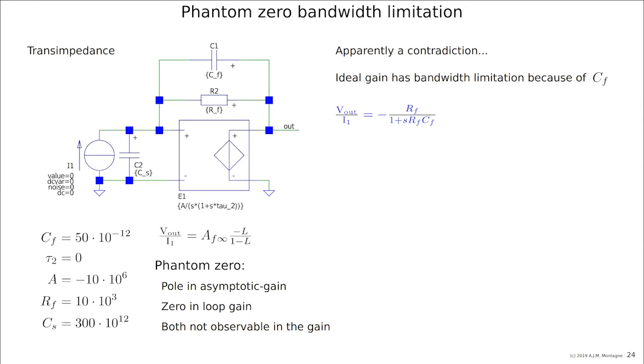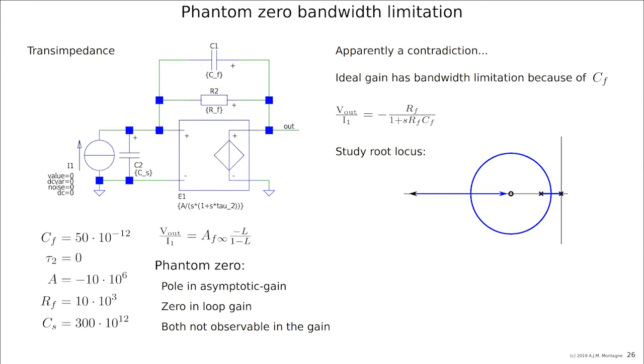So in order to understand what is happening here, it is good to look at the root locus plot. So we will study the root locus plot of this system, and we do it here. We have two poles, one in the origin and one formed by the RF and CS. And then we make a phantom zero formed by RF and CF. And that is the zero that you see left from the two poles.